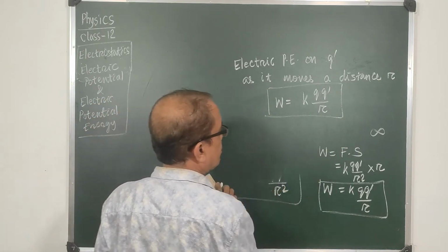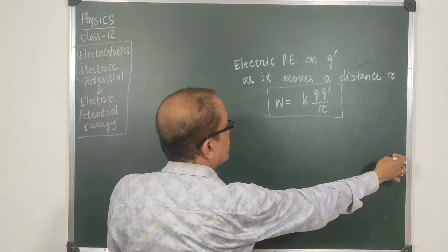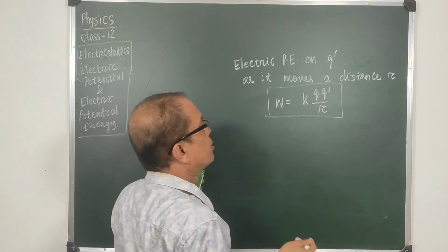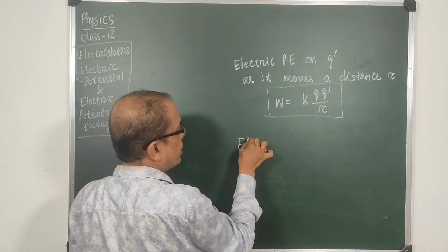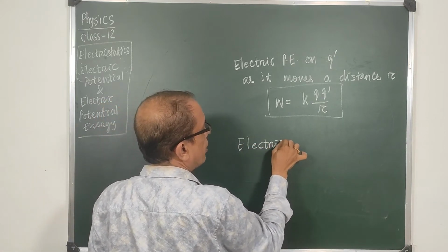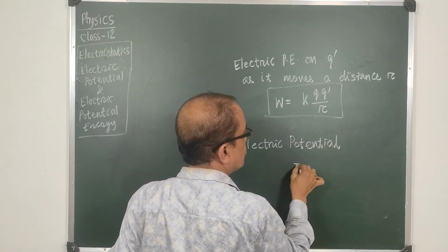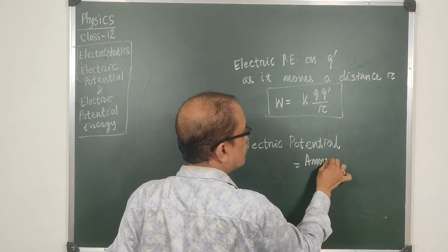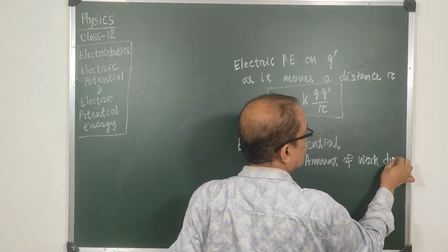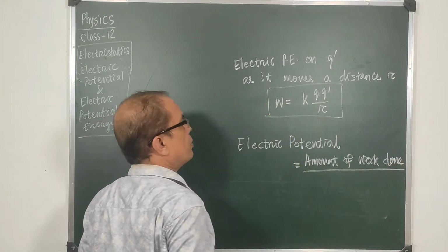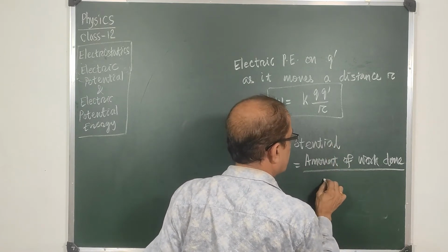But what about electric potential? This is the energy spent in bringing a charge closer to another charge divided by the charge which was brought. So electric potential by definition is the amount of work done in bringing the charge from infinity to a place, per unit amount of charge.